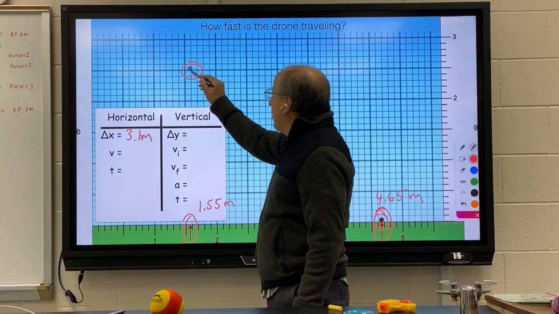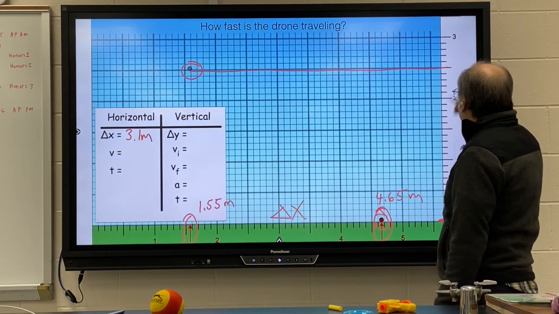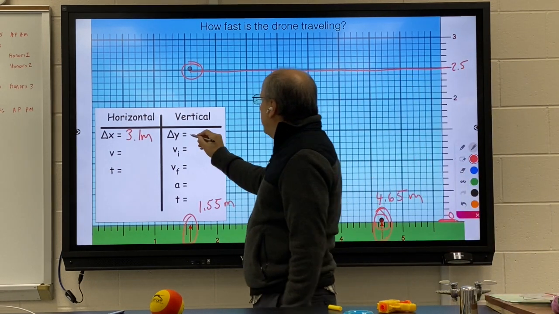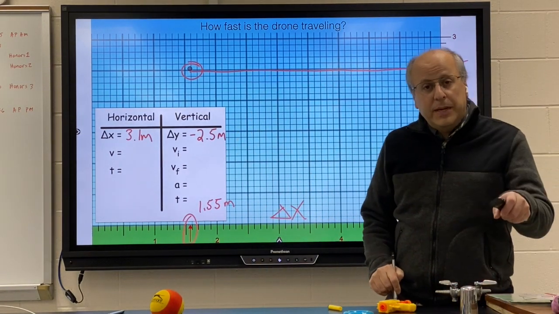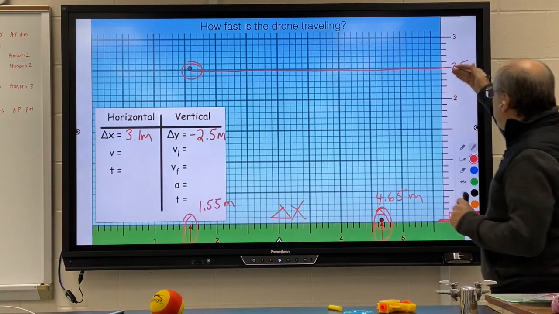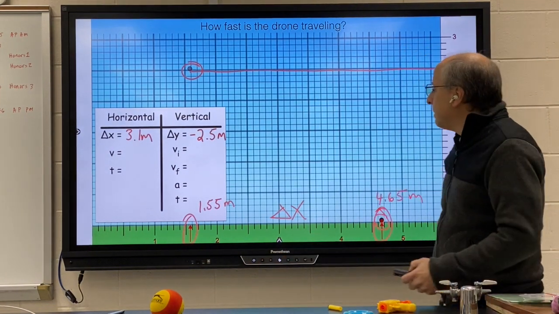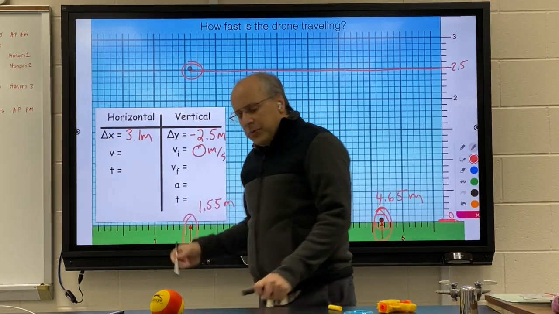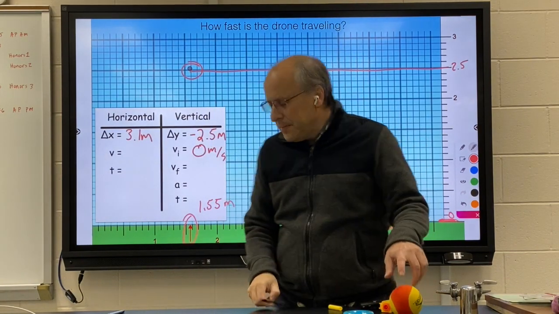Vertically, we look at where the bottom of the ball starts. We look at where the bottom of the ball ends. It starts at 2.5. It ends at 0. So the difference is negative 2.5. Please make sure you make it negative because it ended up lower than where it started. It started high, it ended low, it lost 2.5 meters of vertical position. The initial vertical speed was 0 because we didn't chuck the thing down or throw it up, we just dropped it, okay?